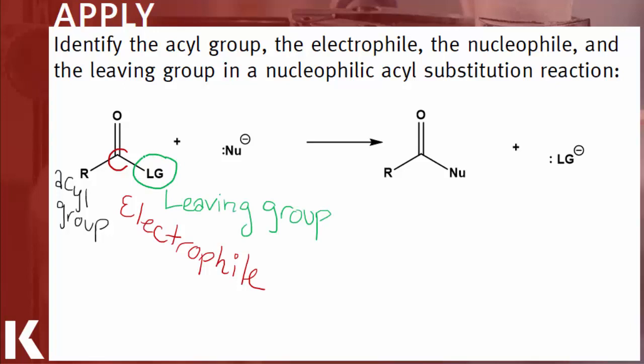Leaving groups are recognizable because they're usually going to be a weak base or the conjugate of a strong acid. The last character to come on stage in the drama of a nucleophilic acyl substitution reaction is a nucleophile. You can recognize a nucleophile because it's going to have a negative charge and it's going to have a lot of electrons. And those electrons are exactly what this carbon is yearning for. I bet you can see how this story is going to end.